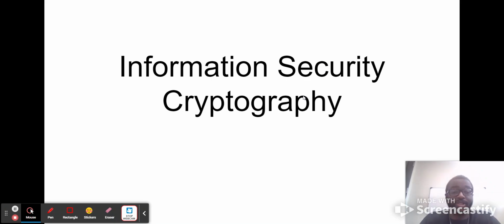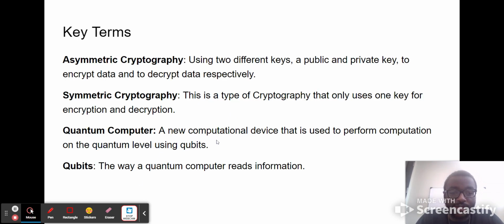So I did my presentation on cryptography. Here are some important key terms you should keep in mind while I go through the concepts involved in cryptography. First, we have asymmetric cryptography, which uses two different keys, a public and a private key, to encrypt and decrypt data respectively. We'll get into more detail about that as we go.